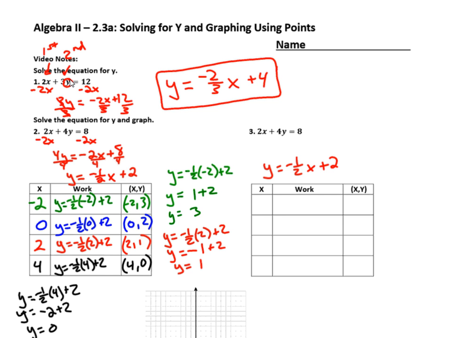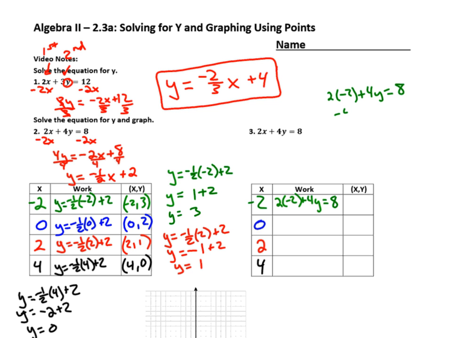So let's take a look here at number 3, and let's say that you didn't want to solve the equation for y to begin with. Let's say that you wanted to solve the equation for y after you did some work. So you're going to take the same numbers that we had here, negative 2, 0, 2, and 4, and you're going to plug them into the equation: 2 times negative 2 plus 4y equals 8. And I want to solve for y after I plugged the number in.